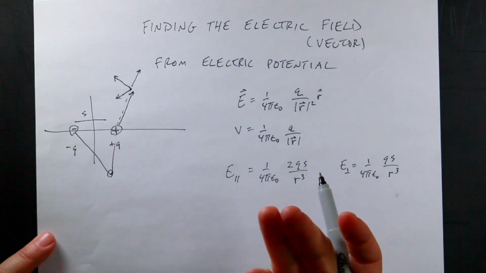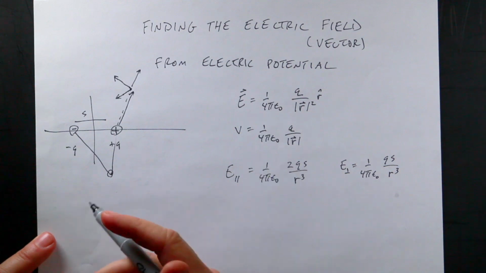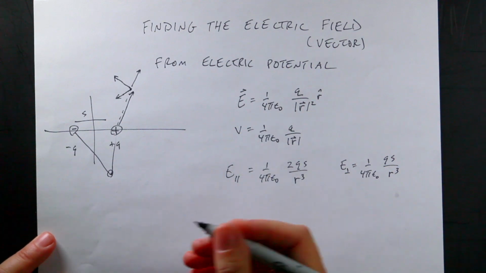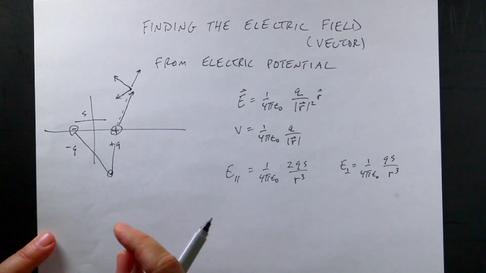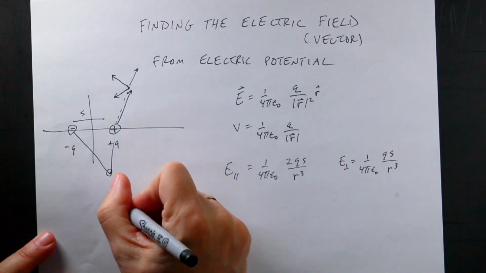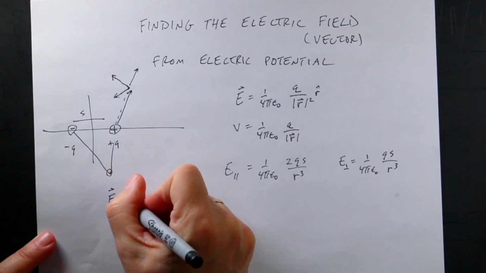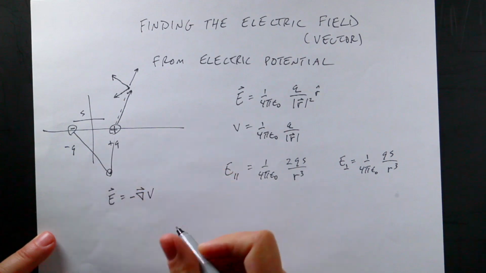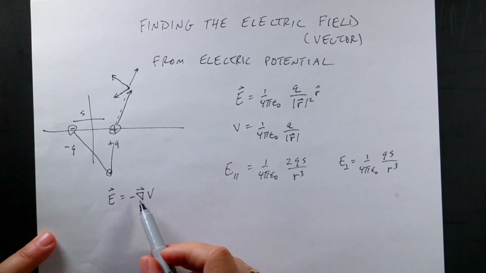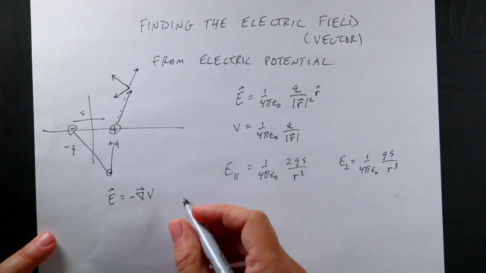But could I use the potential to then find the electric field? Well, in 3 dimensions, we have the following relationship between the electric field and the electric potential. The electric field is equal to negative del V. And this is the del operator. Some people call it something else. I'm going to call it del. And it looks like this.